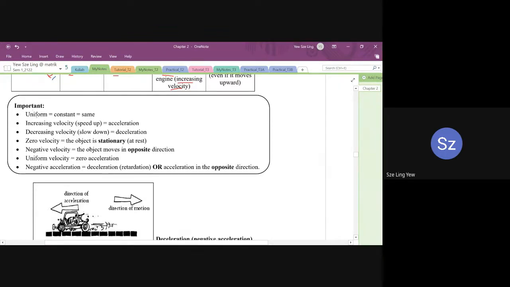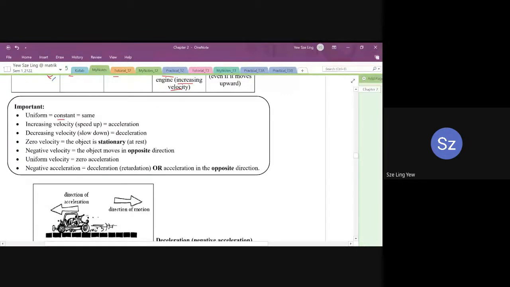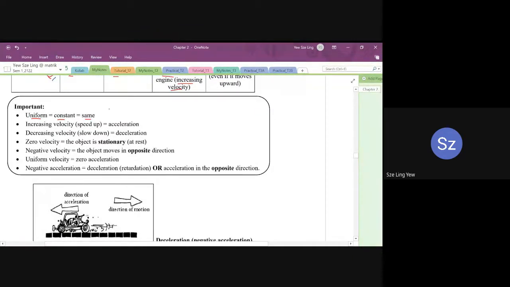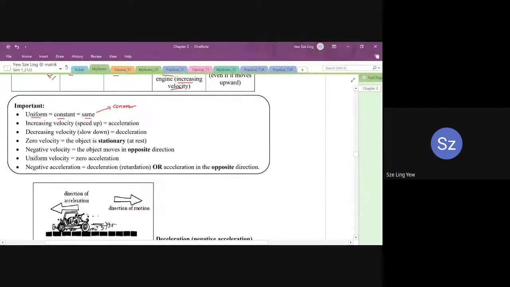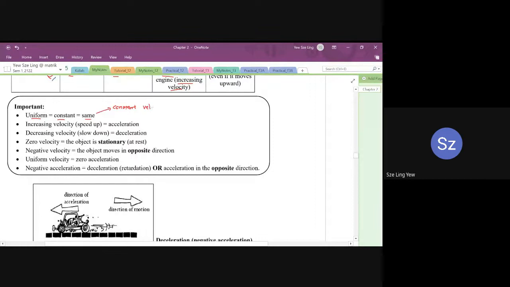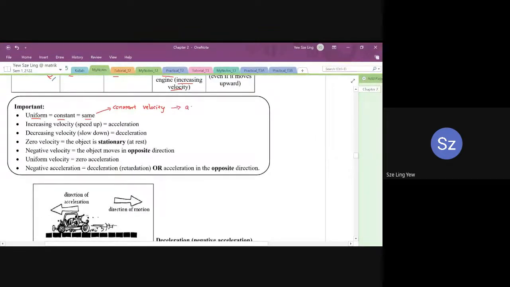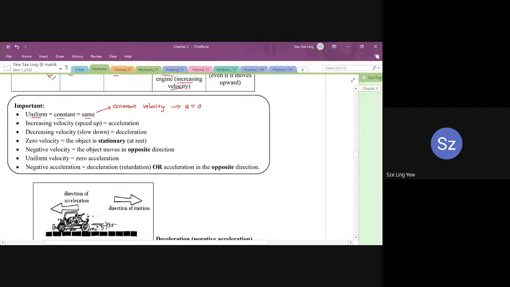So the first one is when the question says uniform. It means constant and it means same. All three of them carry the same meaning, especially when the questions mention constant velocity. If the question mentions constant velocity, then the hidden information is a equals 0. So you yourself should know a is equal to 0.